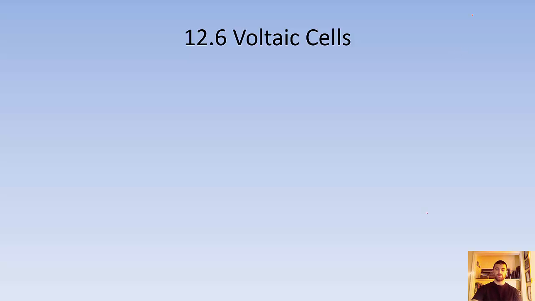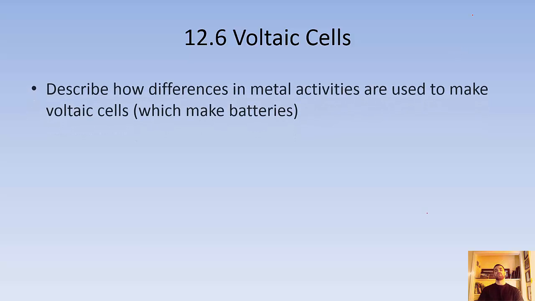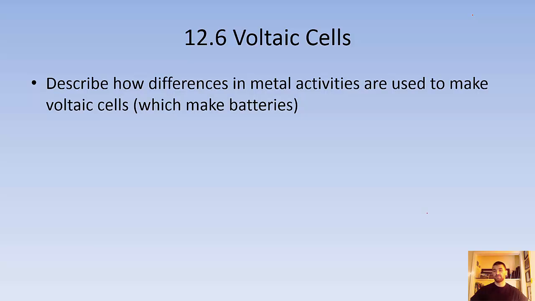Mr. Johnny here again, looking at 12.6 voltaic cells. We want to be able to describe how differences in metal activity are used to make voltaic cells, which make batteries. Batteries are made up of voltaic cells. So this should be something that is important to you because you have mobile devices, and anything that runs on a battery has to do with this kind of chemistry.